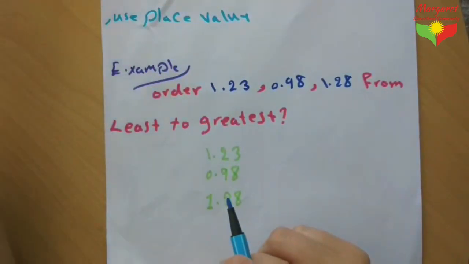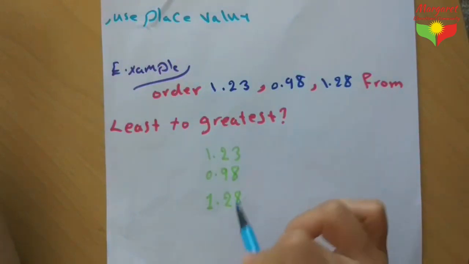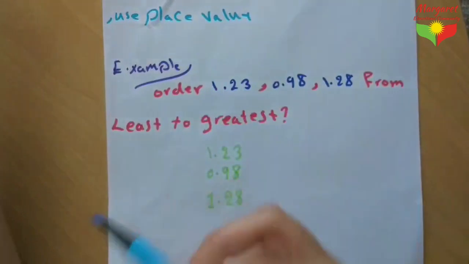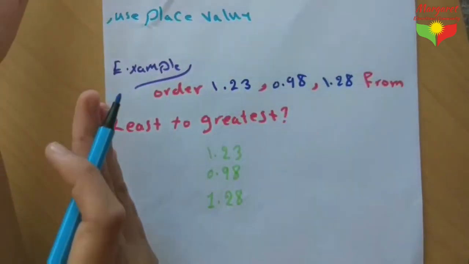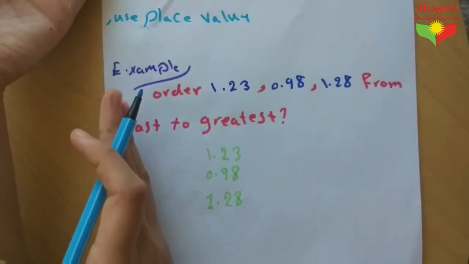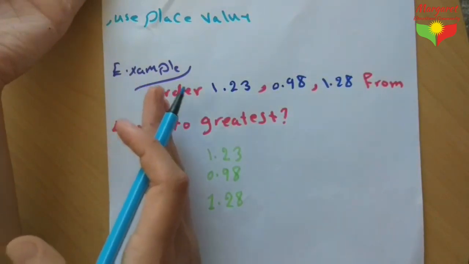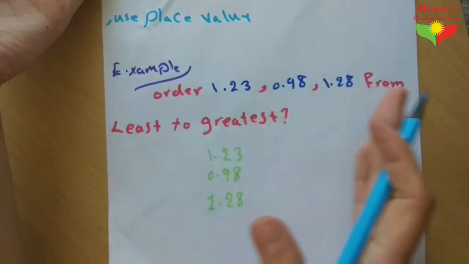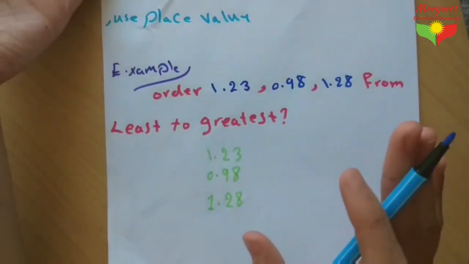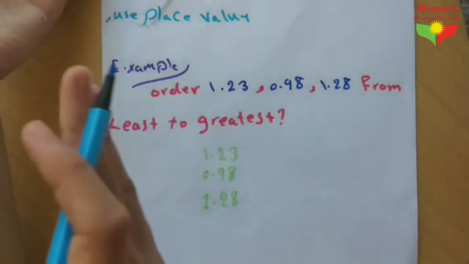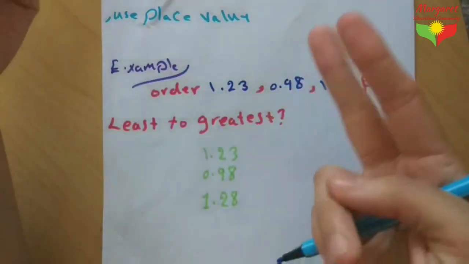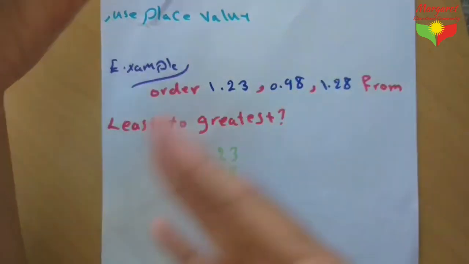And now after that, compare all the decimal numbers from left hand side. You must compare decimal numbers from the left hand side to the right hand side. If the two numbers are the same, you must go to another number.